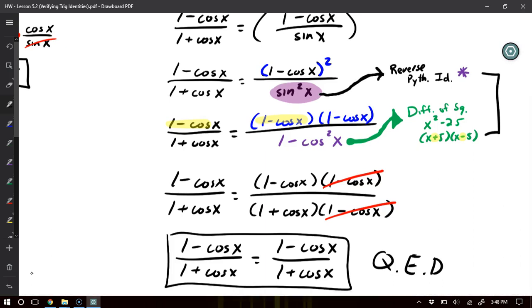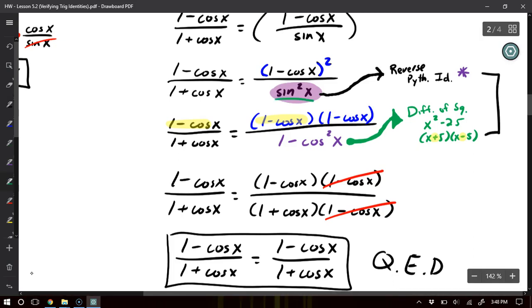What tells you? How do I know? And again, that's something you have to start to notice: I have one term that is not the right trig function. So I'm going to try and create it. And that's why I use the reverse of the Pythagorean identity.